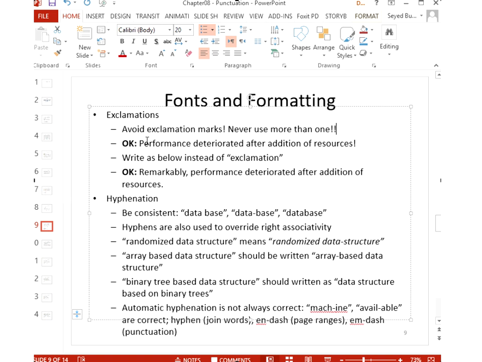Okay, so sometimes it is needed. Probably you will use it, but you can rephrase it. Performance deteriorated after addition of resources. So you can say, remarkably, performance deteriorated after addition of resources.